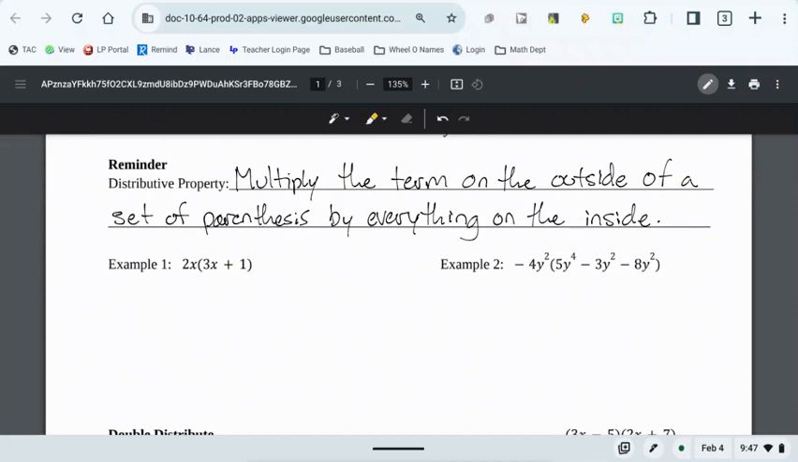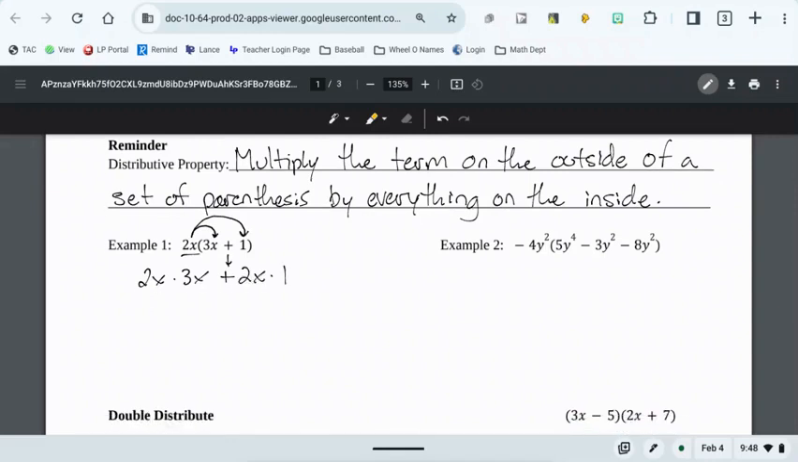So if we take a look at example number 1, we have this 2x being multiplied, right, because it's next to those parentheses. So 2x times 3x plus 1. And when we distribute, that means we have to multiply 2x by everything on the inside. So we're going to do 2x times 3x. And then we have this plus sign. We're going to have 2x times 1.